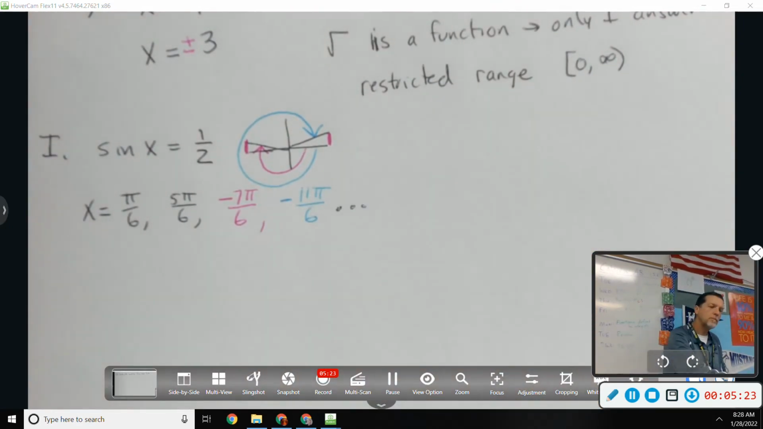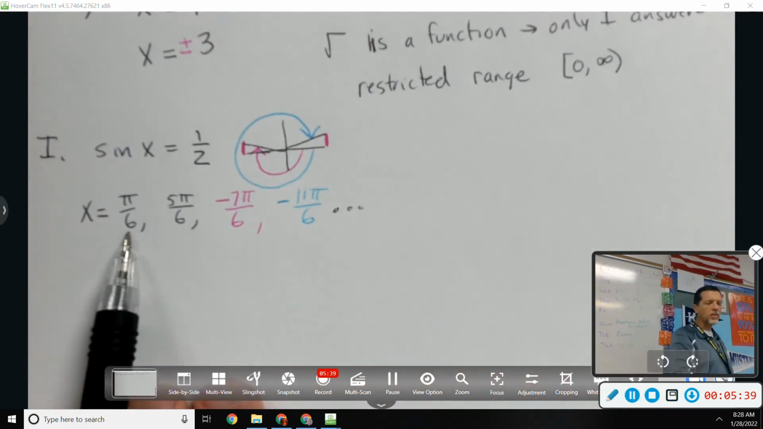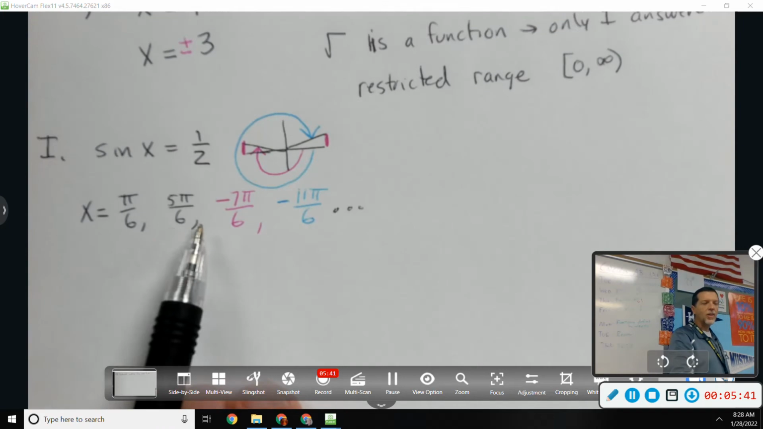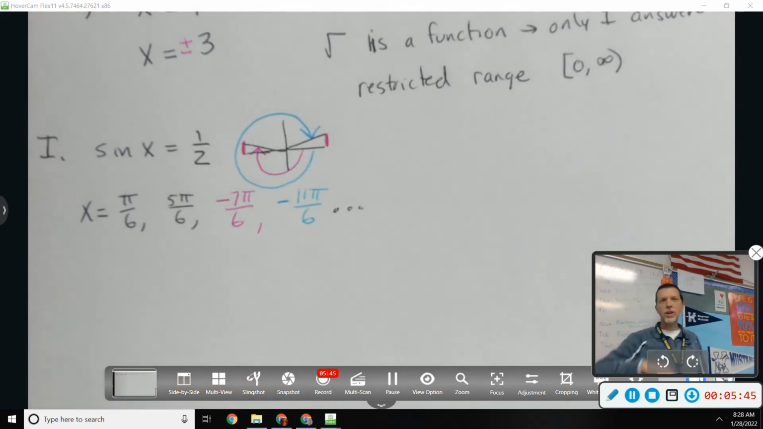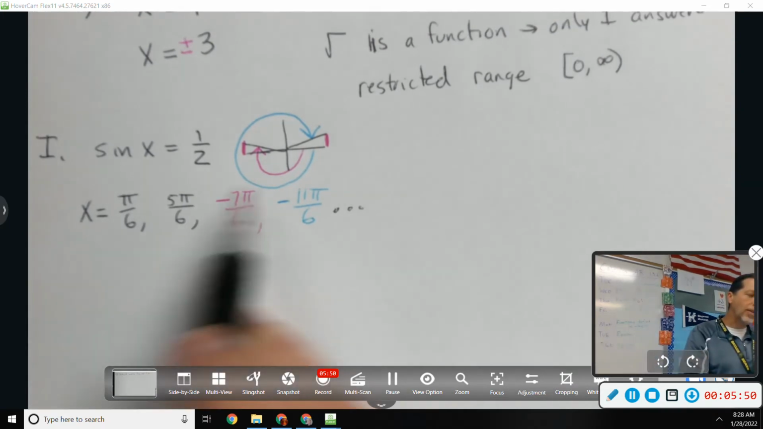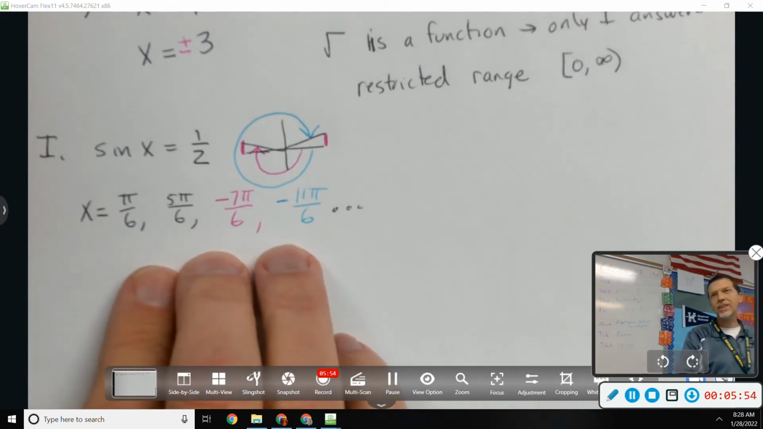So it could be x equals pi over 6 plus or minus... There's a way you could write that. I would say it's pi over 6 plus 2 pi, or 5 pi over 6 plus or minus 2 pi. That way you'd catch all of the rotations. We'll worry about that later. There is a way to write these better, but for now, we just want to recognize that there's a whole lot of answers to that.